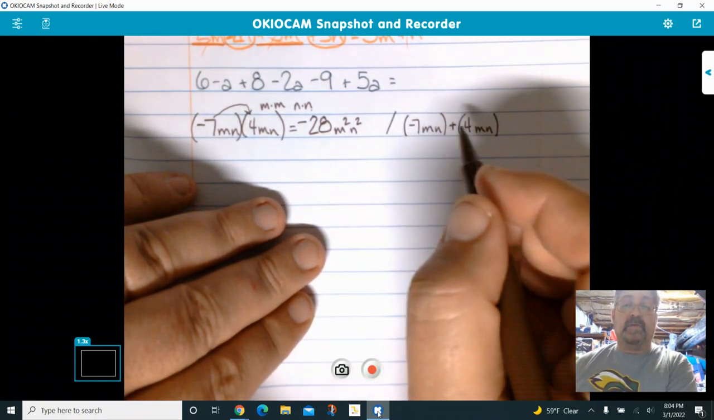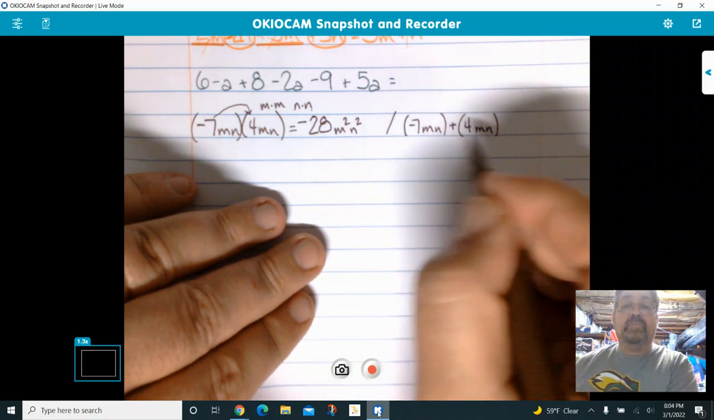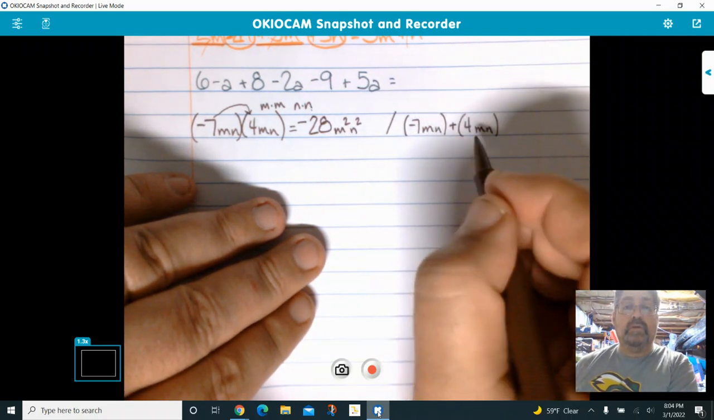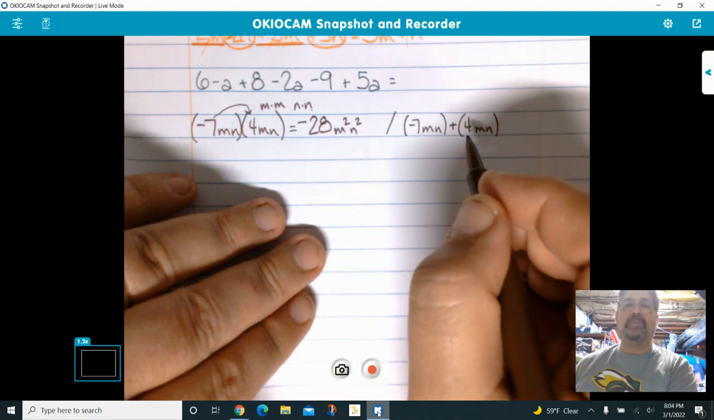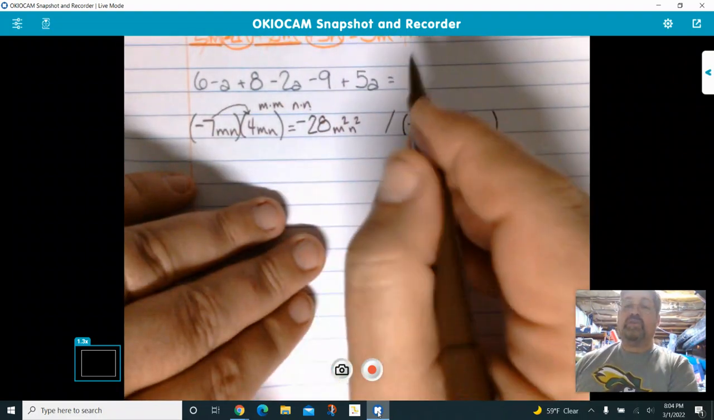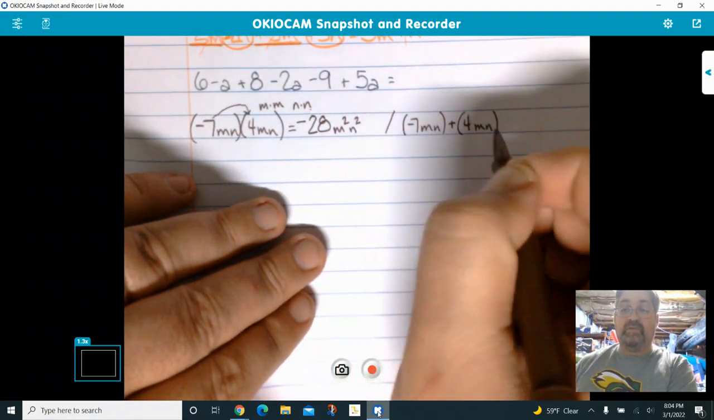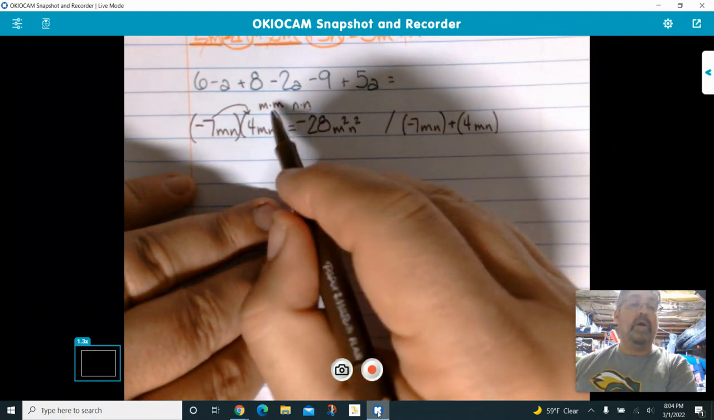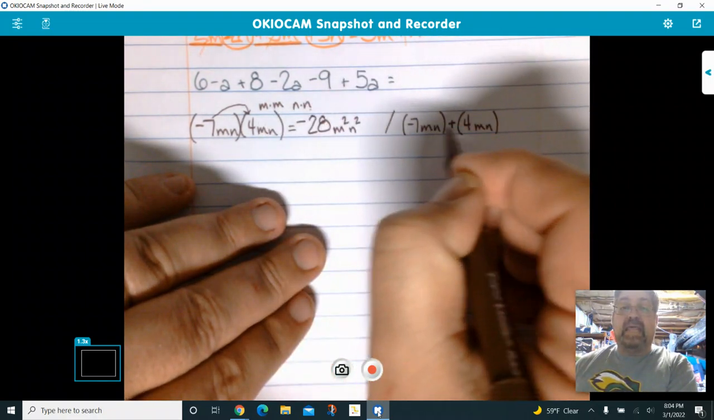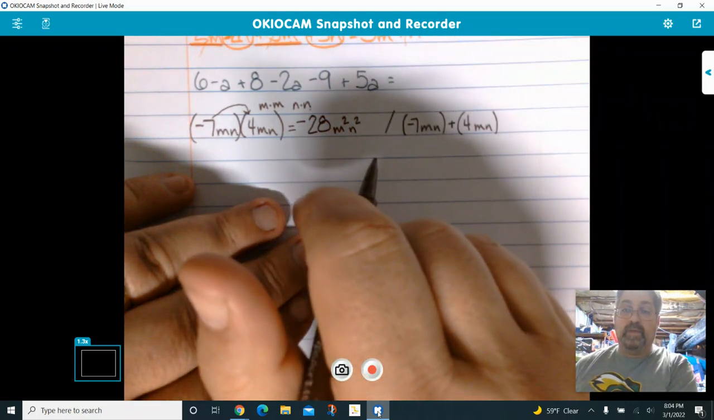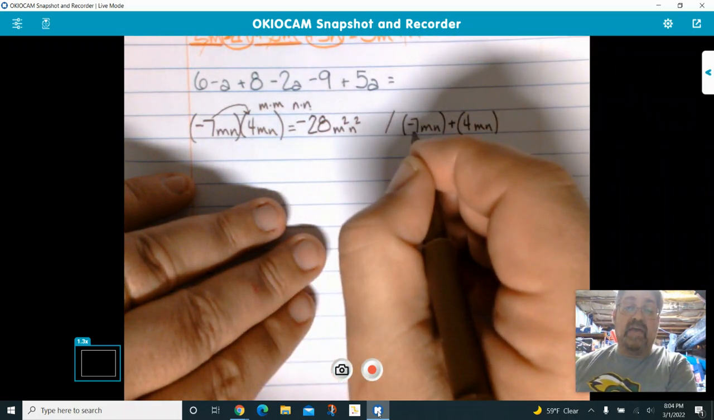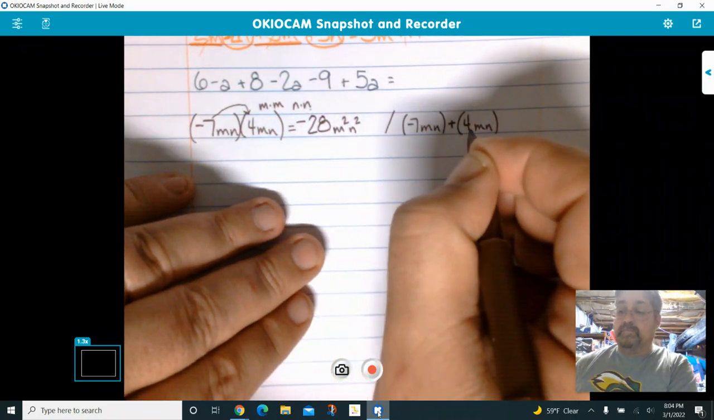So now we're adding these two. We're not multiplying anything. When we add, do our letters change? Nope, not a bit. Good job. So are we going to have any squares over here? No. If we're multiplying, yes. If we're just adding, no. So the only thing we're doing is taking -7 and adding 4.